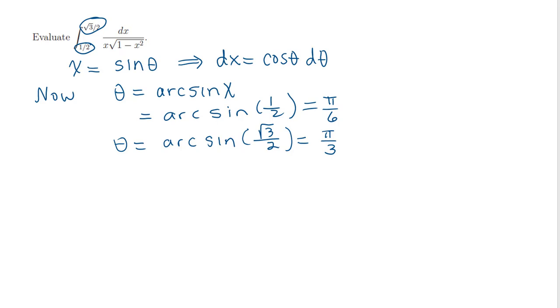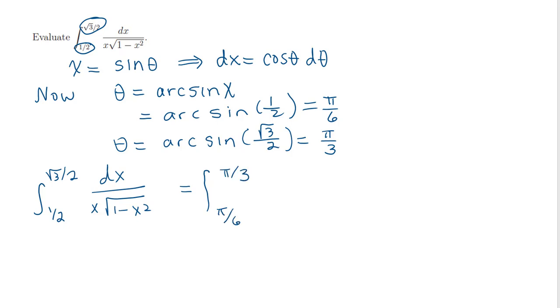Now we are ready to rewrite the original integral problem, which was the integral from 1/2 to the square root of 3 over 2 of dx divided by x times the square root of 1 minus x squared. Using the substitutions and the corresponding theta values, we will now integrate from pi over 6 to pi over 3. dx we saw was cosine theta d theta. x was sine theta, and under the radical we would write 1 minus, and where x squared is, it would now be sine squared theta.